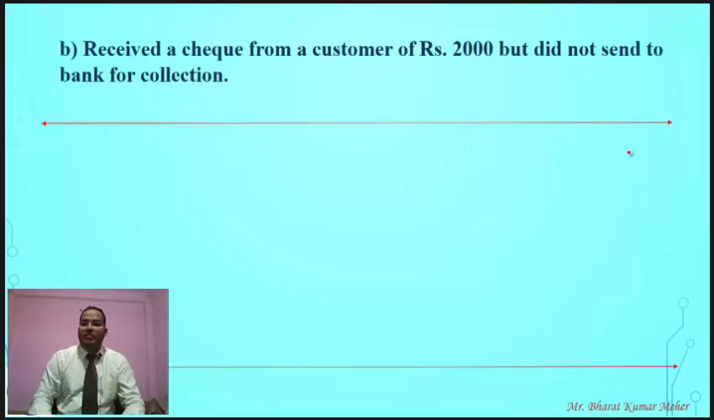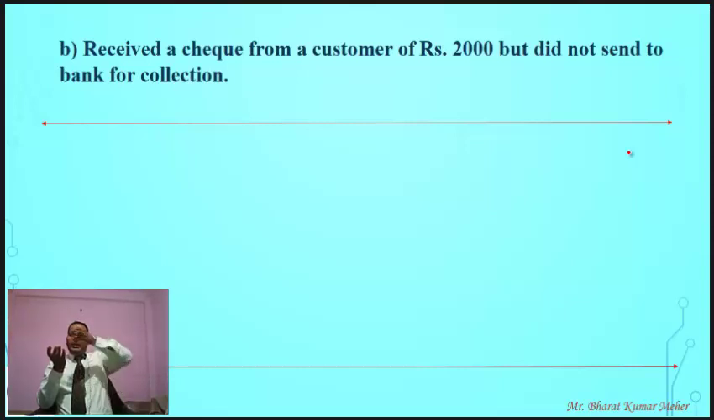Now point B. Received a check from a customer of rupees 2000 but did not send it to the bank for collection. Now what does it mean? It means that you have received a check from a customer, and you have entered it into the cash book, but you did not send it to the bank for collection. So the bank did not mention it in its passbook.